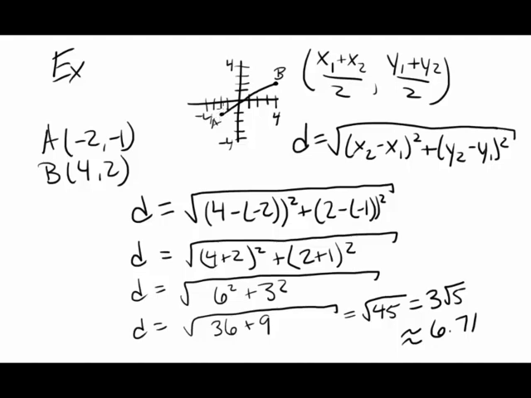So now looking back at the top of our page here at the graph, we can kind of see, just judging by kind of counting, that this is going to be around 6 to 7, and kind of as we got down here, closer to 7 with the 6.71. But the exact distance between point A and point B is going to be 3 square root of 5.